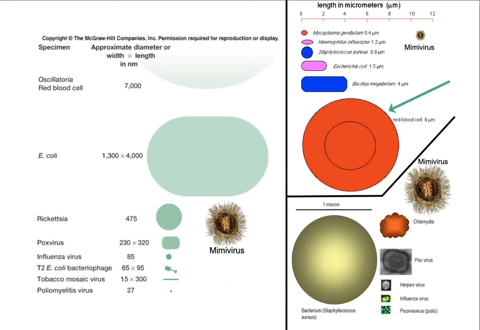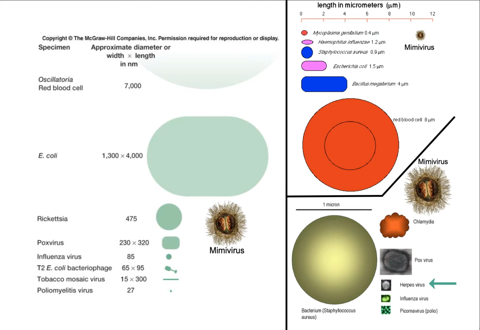The cells on the upper right are in a different scale, and so you can see there's the human red blood cell, bacillus cell, and E. coli, staphylococcus. And then you get down into Haemophilus influenzae mycoplasma, which are parasites, and so they start getting smaller and smaller. And again, there's the mimivirus. On the lower right, at a different scale also, there's a bacterium compared to the mimivirus, chlamydia, which is an obligate parasite bacterium, pox virus, herpes virus, etc.